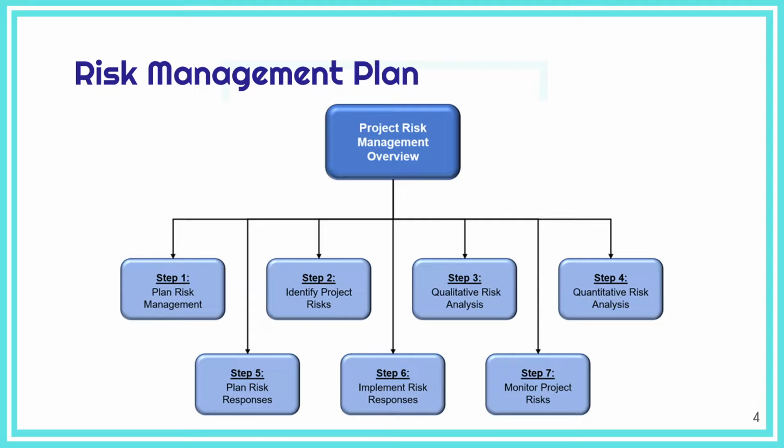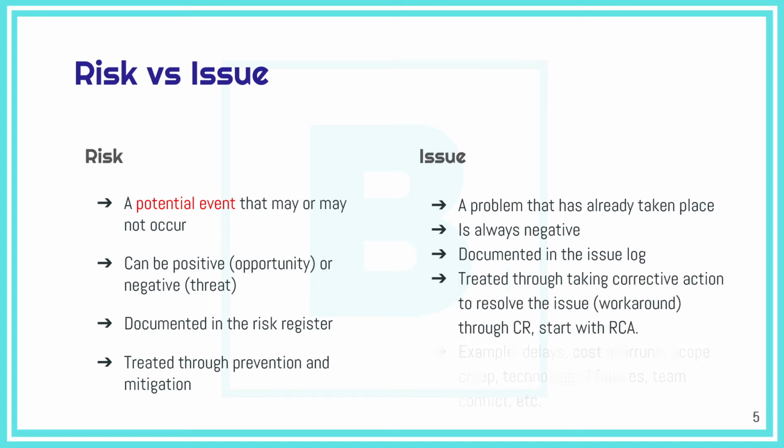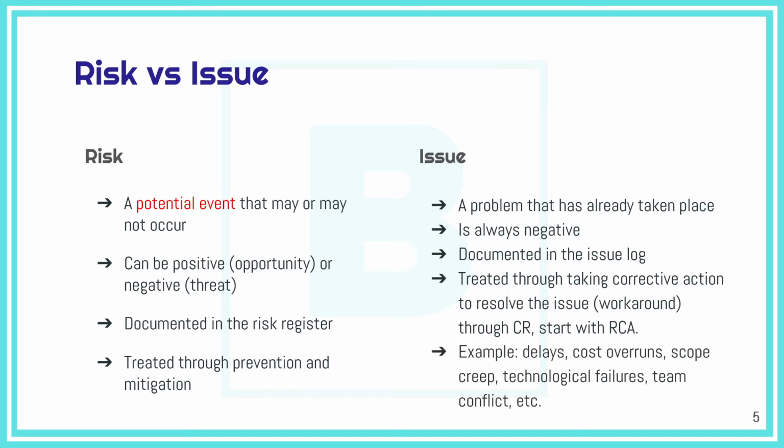Then we also saw the probability and impact matrix, which is part of the risk management plan, to explain the different levels of risks. One of the most important slides is the one explaining the difference between risk and issue, because many people confuse risks and issues. We said that a risk is a potential event, a probable event, an uncertain event. Maybe it will happen, maybe not.